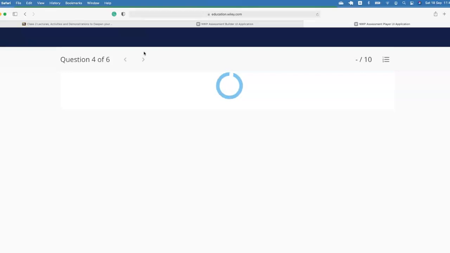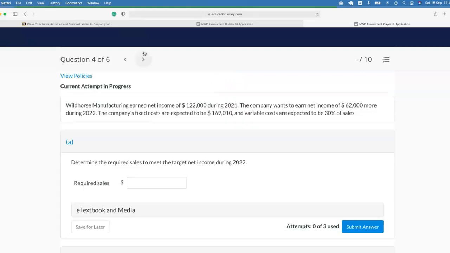Okay, let's get back to calculating contribution margin ratios. Read the question. Wild Horse Manufacturing earned net income of 122,000 during 2022. The company wants to earn net income of 62,000 more during 2022. So we will add this one. The fixed costs are expected to be 169,010 and variable costs are expected to be 30% of sales. What's the contribution margin ratio?